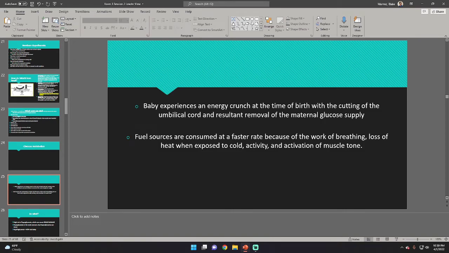Okay, glucose metabolism. Babies experience an energy crunch at the time of birth with the cutting of the umbilical cord and the resultant removal of the maternal glucose supply. Fuel sources are consumed at a faster rate because of the work of breathing, the loss of heat when exposed to cold, and overall activity, or the activation of their muscles when they're moving their arms and kicking and everything like that.